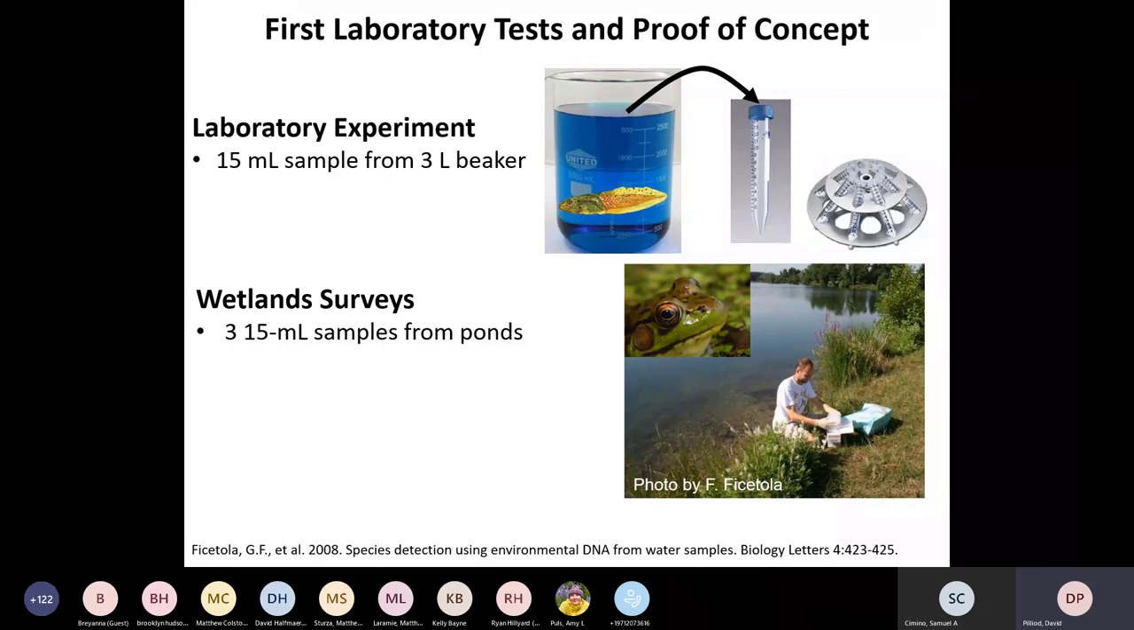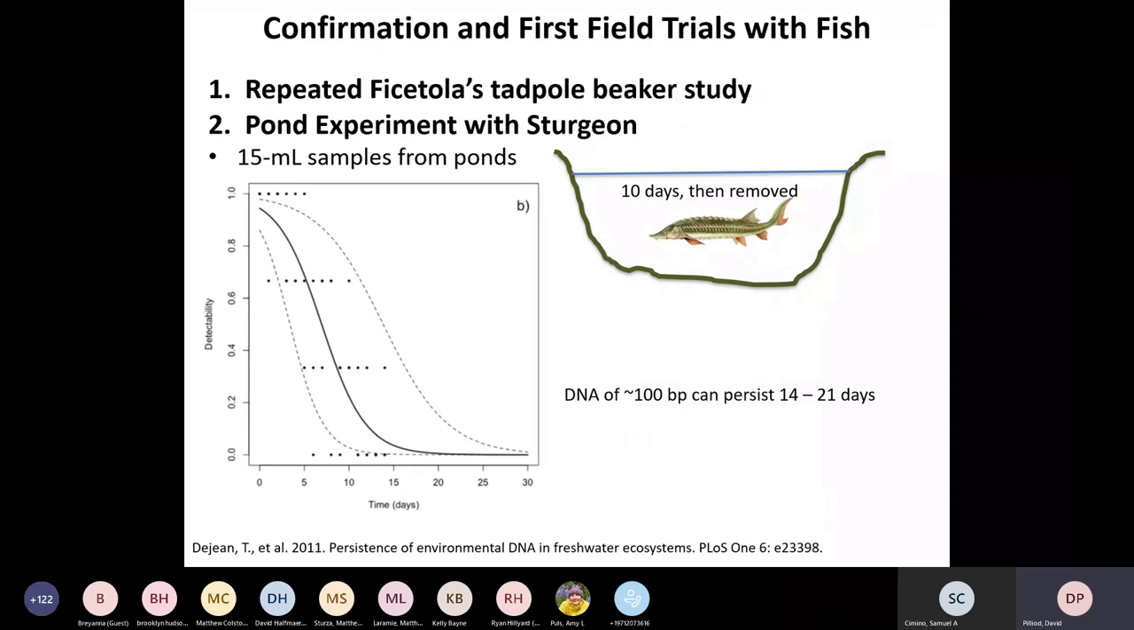So he went out and collected 3 15-milliliter samples from the ponds. These were replicates. And these were ponds where he had done surveys. He knew there were a couple of bullfrogs in them, but not at very high densities. That's him at the edge of the water there. And sure enough, it worked. He was able to detect bullfrogs in these pretty large wetlands that had low densities of bullfrogs. So it's just a revolutionary paper. It's very exciting.